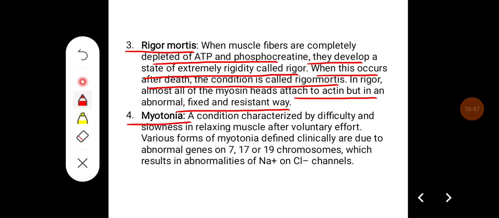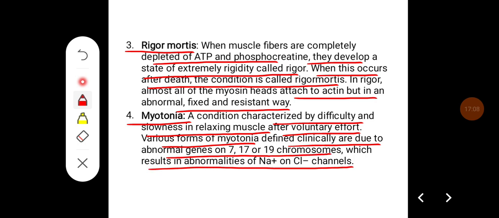Myotonia, a condition characterized by difficulty and slowness in relaxing muscle after voluntary effort. Various forms of myotonia defined clinically are due to abnormal genes on chromosomes 7, 17 and 19, which result in abnormalities of sodium or chloride channels.